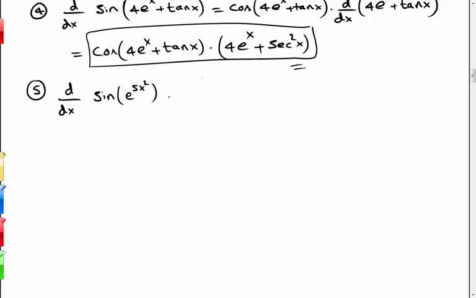So the way we look at this is, we have sine of something more complicated than a simple x. So this is d dx of sine of f of x, right? So the answer should be cosine of f of x, where f of x in our case is e to the 5x squared, times the derivative of f of x itself.